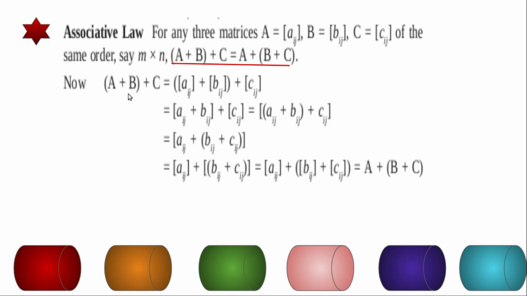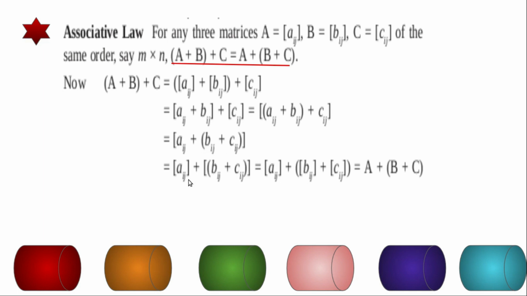Then LHS is A plus B plus C, that is matrix Aij plus matrix Bij plus matrix Cij. Now adding these two, we get matrix Aij plus Bij plus matrix Cij. Okay, that is matrix Aij plus Bij plus Cij. Now this one we can write as Aij plus, inside bracket, Bij plus Cij, because addition of numbers satisfies associative property. 2 plus 3 plus 5 is equal to 2 plus 3 plus 5. So we can write like this.